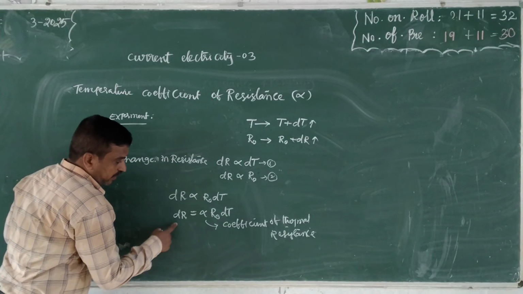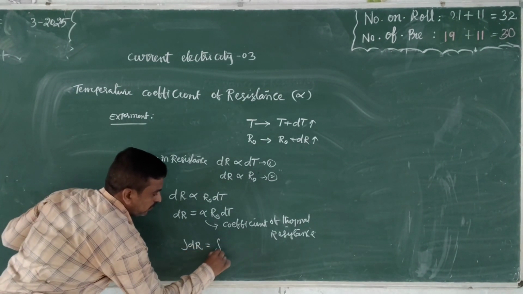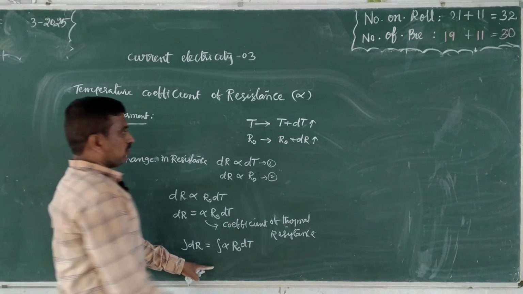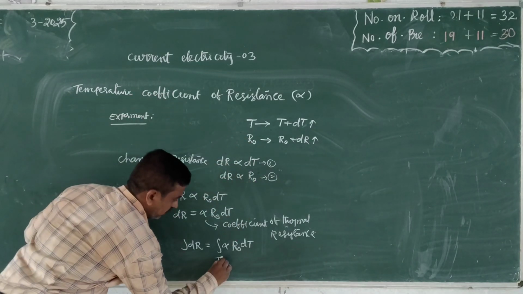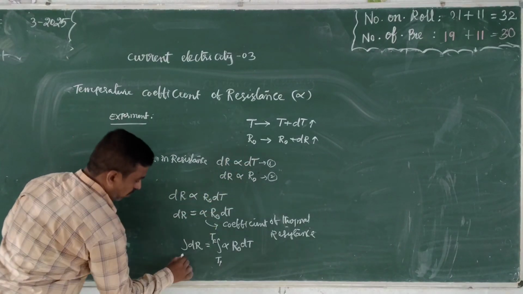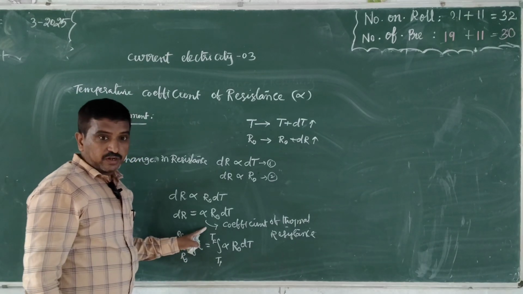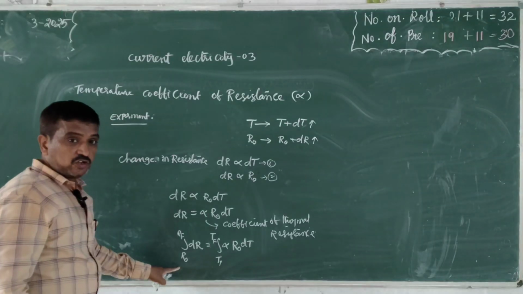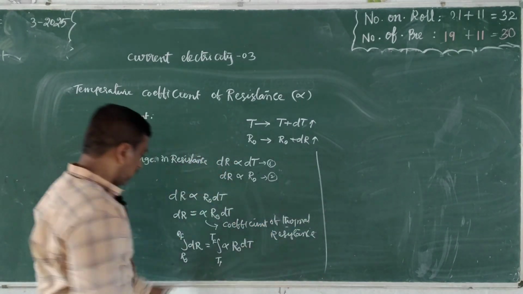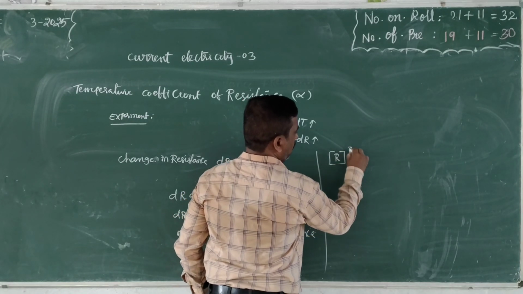Here, see, we can take integration on both sides. What do we get now? Integral dR equal to integral alpha R naught dT. Where to where are we taking it? Initial temperature Ti, final temperature Tf. Initial resistance R naught, final resistance Rf. As temperature increases from Ti to Tf, resistance increases from R naught to Rf. We can integrate now. dR gives R, so the interval is R naught to Rf.